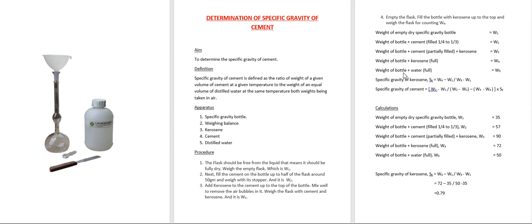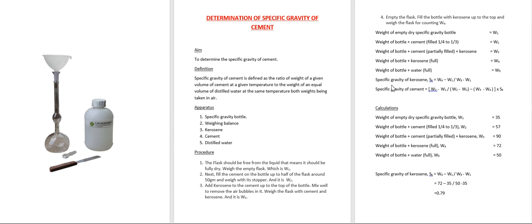And then weight of bottle plus water, that is W5. For every step you have to empty the bottle and take the fresh bottle with whatever required thing, like cement once, kerosene another time, and then lastly water. So after weighing this, you will get W1, W2, W3, W4 and W5.